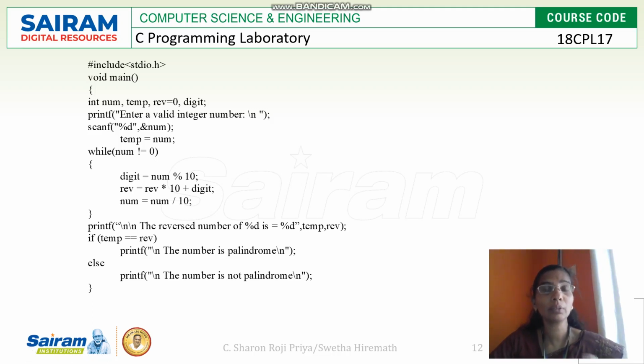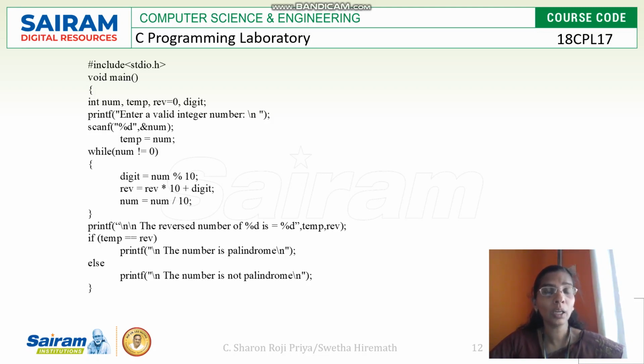To reverse it, I have to extract digit by digit and I have to place it. So how will I extract digit by digit? Suppose I have 454, first I want the last digit, that is the digit in ones place. That should come as the first digit, because I am reversing it. So how will I get the last one? When you divide a number by 10, whatever value you are getting as the remainder, that will be your last digit.